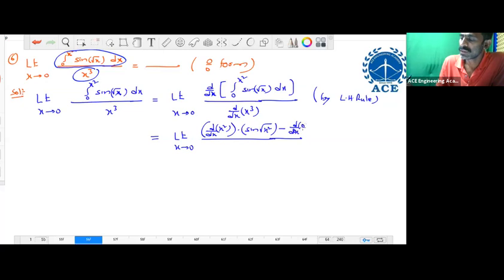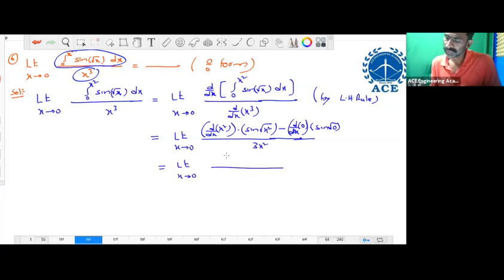In the denominator, the derivative of x cubed is 3x squared. This is equal to limit x tends to 0 of 2x into sine of root of x squared, which is just sine x, in the denominator 3x squared. Again here it is 0 by 0 form. Because of the 0 by 0 form, once again we differentiate and write the limit.